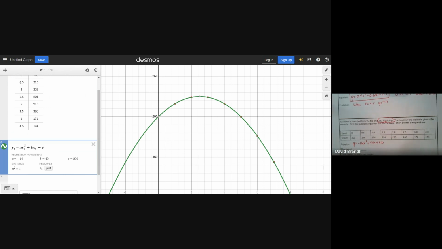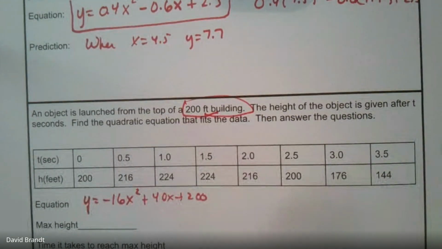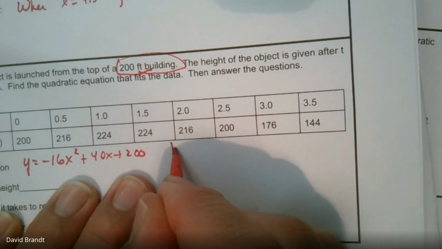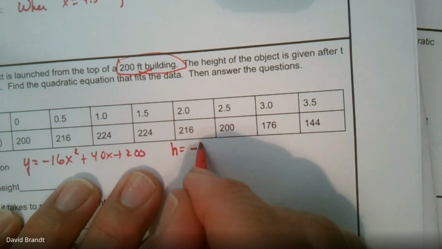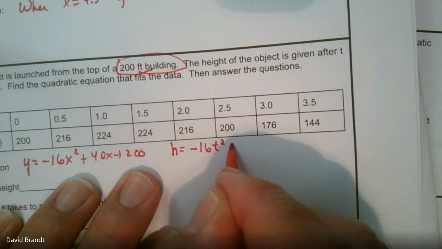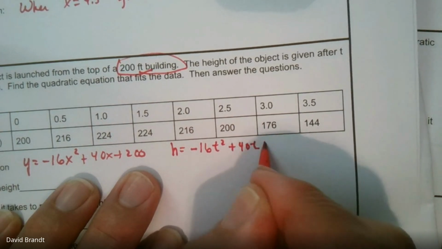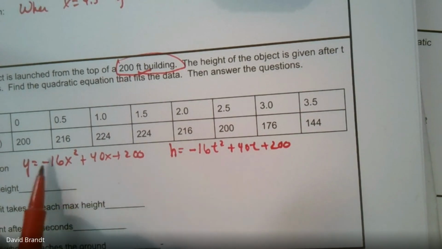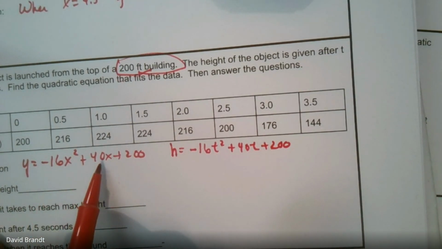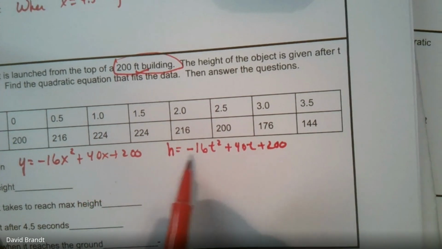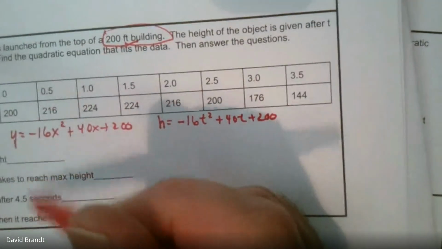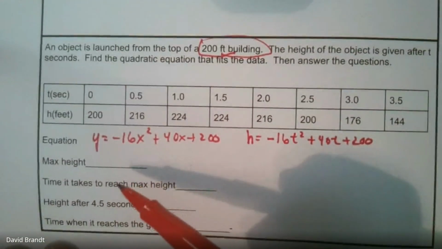Now, really, I should have written on the paper, I should have actually written it with the same variables they gave me. It's actually H equals negative 16t squared plus 40t plus 200. All right. That's really what the equation should look like. The A goes in front of the square, the B goes in front of the X, and the C goes at the end, but it should have been H's and T's. Now, all of these questions here can be solved by just clicking on the graph.